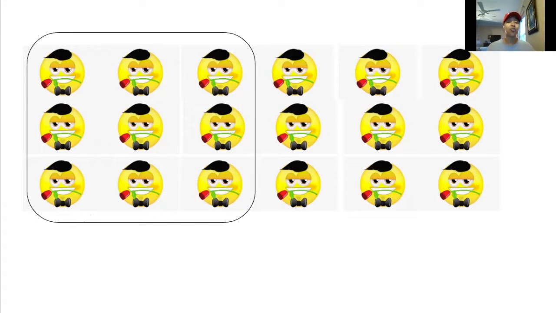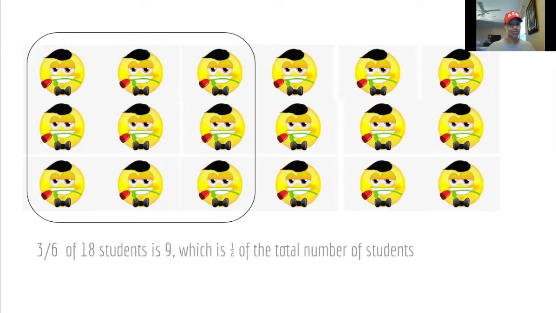Now we have 3/6 of our 18 students. Well, hey, this looks like half of the class. Half of the class, that's 9. So half of the class so far gives us 9 students. 3/6 is also equivalent to 1/2, which is 9 students.